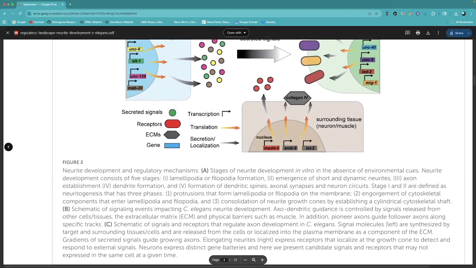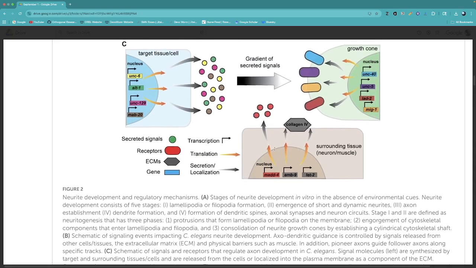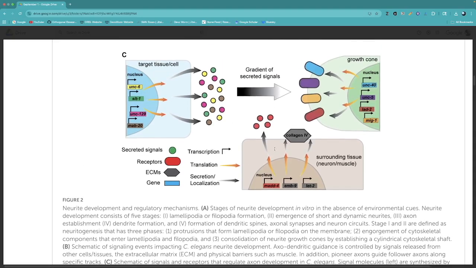And of course, then the surrounding tissue excretes collagen 4, encoded by these three genes here, LET2, MP9, and MAD4. And this, of course, constrains this gradient so that it helps the growth cone along.